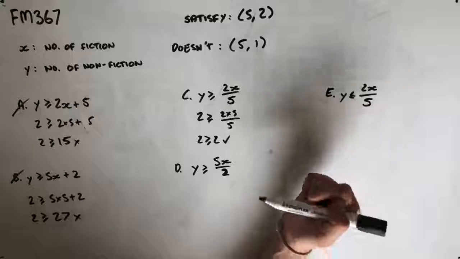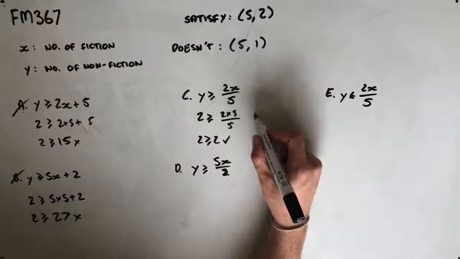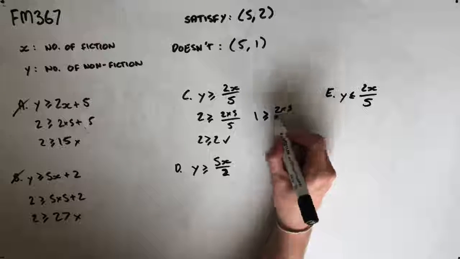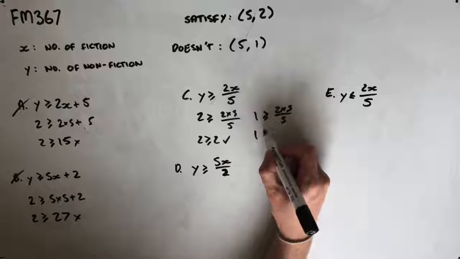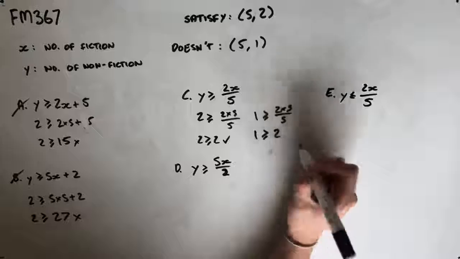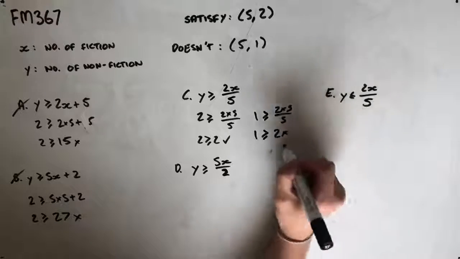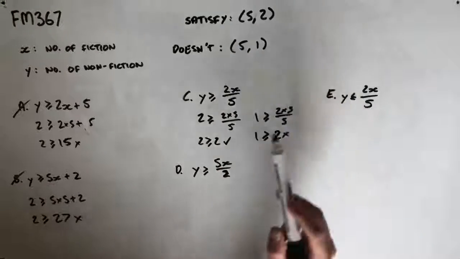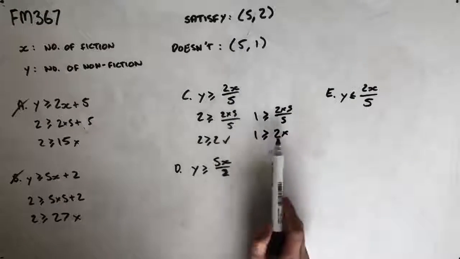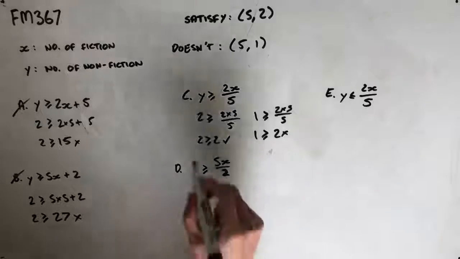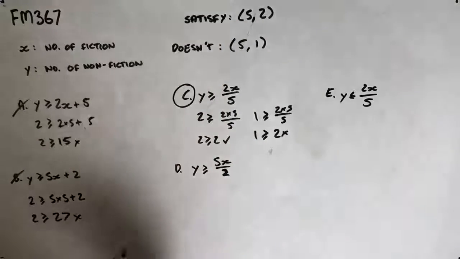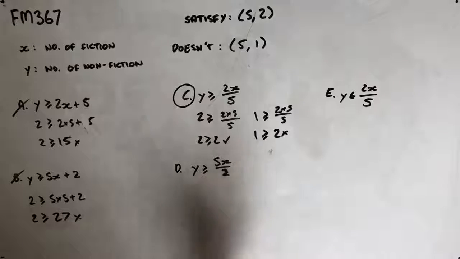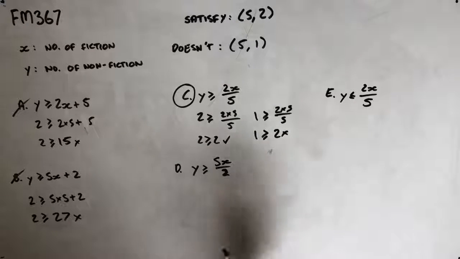So we're going to put in the one that should not satisfy this inequality. So we get 1 is greater than or equal to 2 times 5 over 5, which says that 1 is greater than or equal to 2. This is wrong. It does not satisfy the inequality, which is exactly what we want it to do. We want the first one to satisfy the inequality and the second one to not satisfy it. So C has done both of these things, and it's looking like our answer, but of course we're going to check the other 2.